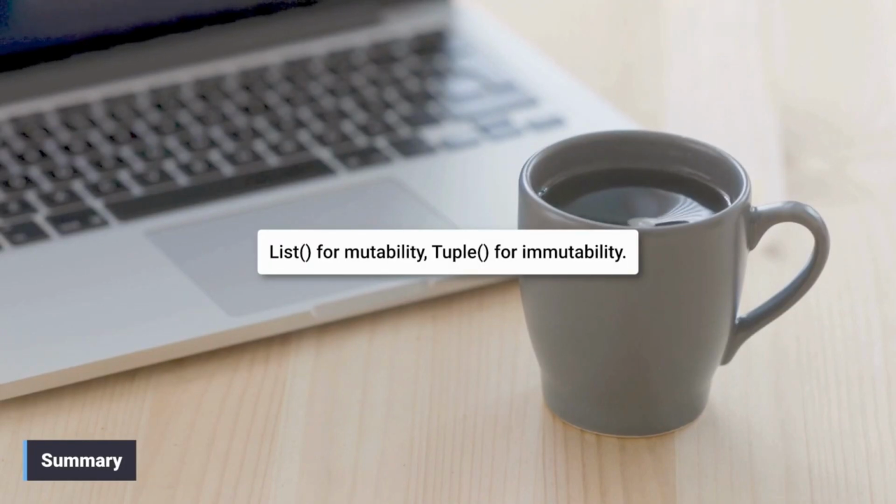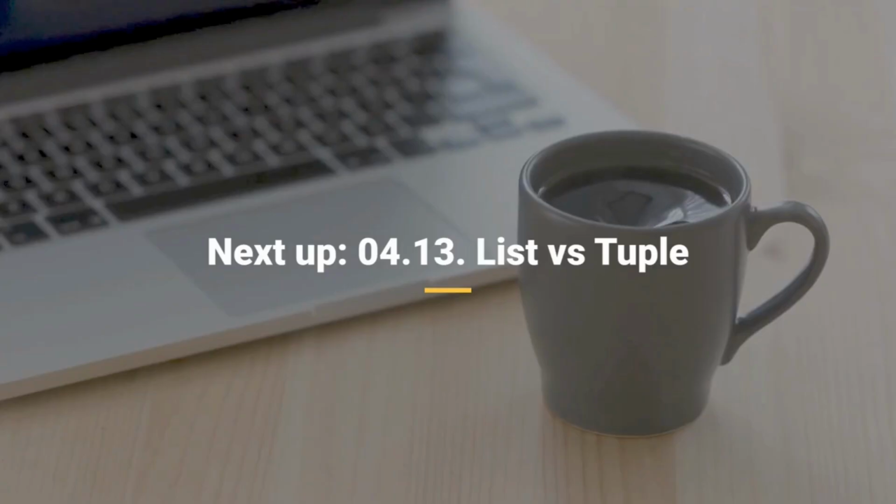To summarize, use the list function to gain mutability for modification, and the tuple function to lock down data for safety or use as dictionary keys. We've learned how to use both lists and tuples. In our next lecture, 04.13, List versus tuple, we will directly compare them to help you decide which one to choose in any given scenario. See you there.